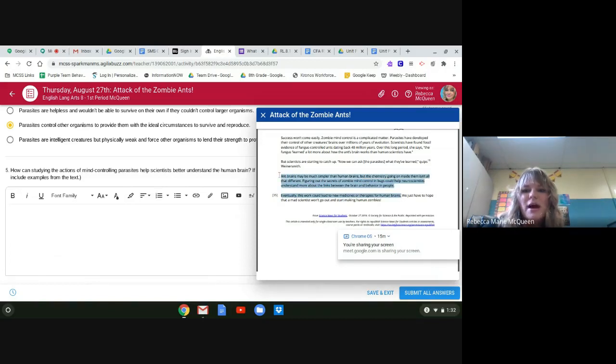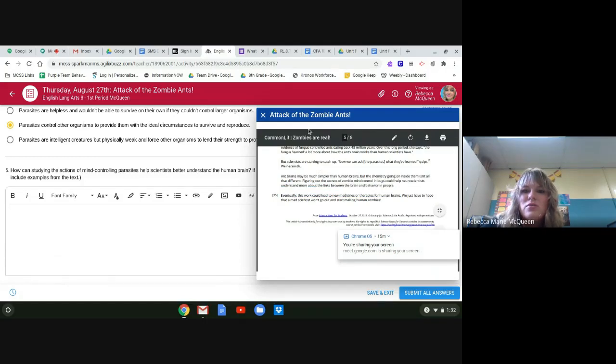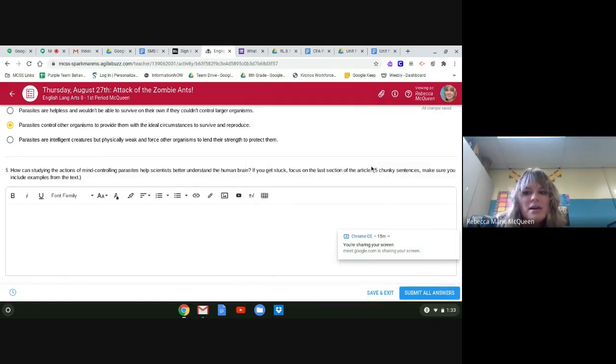This part right here, you can copy and paste any of these sentences in as your example, then you will be good. So hopefully that is all you need to know.